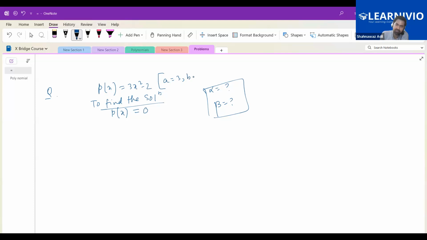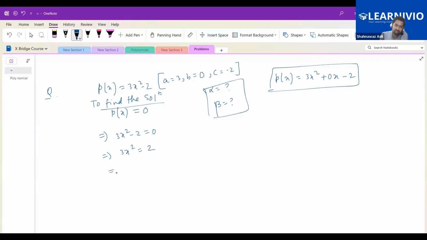A is 3. What is b? b can be 0, because we can write this p(x) as 3x square plus 0x minus 2, right? Yes, sir. So b is 0. Now, if we put p(x) equals 0, so 3x square minus 2 equals 0. I don't have to split the middle term because there is no middle term. So I will just put x square equals 2 by 3. So x would be root of 2 by 3. So this will have two solutions, plus minus root 2 by 3. So alpha is plus root 2 by 3 and beta is minus root 2 by 3. Clear?